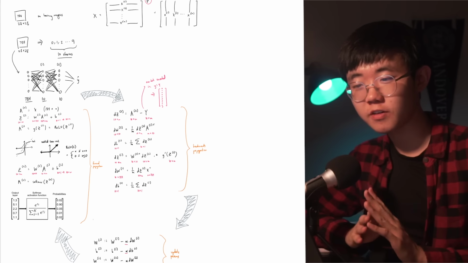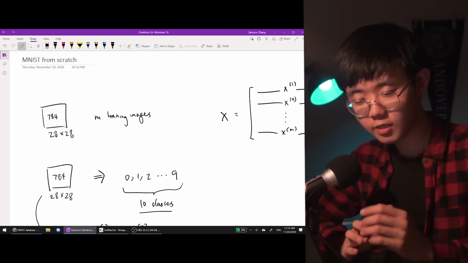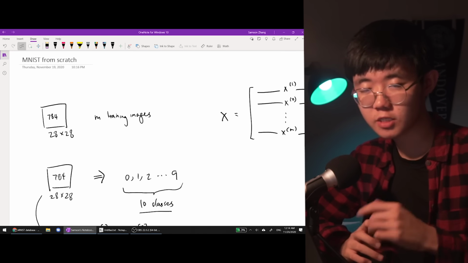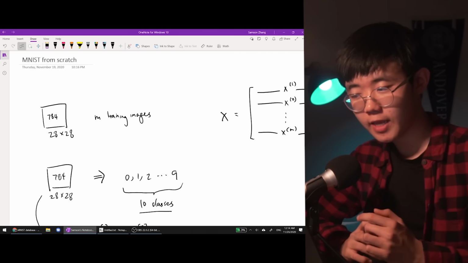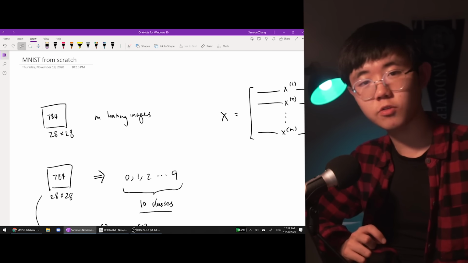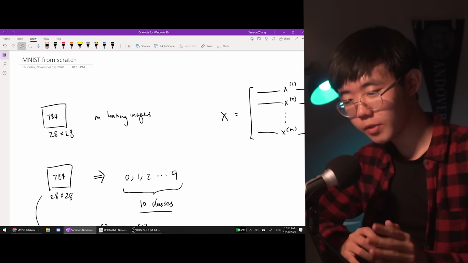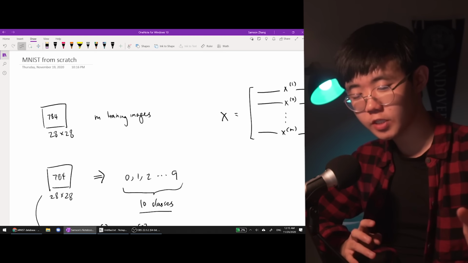This is an overview of what everything is going to look like, what we're going to implement today. We're going to start off with 28 by 28 pixel training images. So that's 784 pixels overall. And each of those pixels is just a pixel value, right? It's between 0 and 255, 255 being completely white, 0 being completely black. So we have M of these training images.